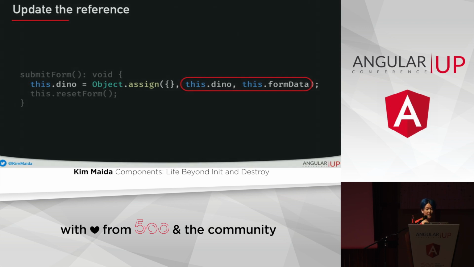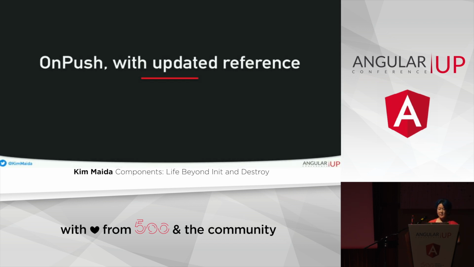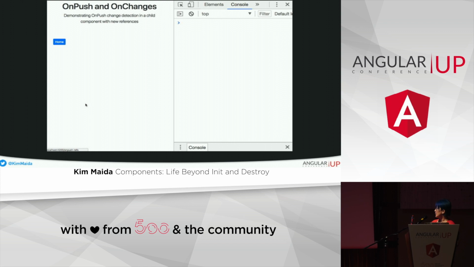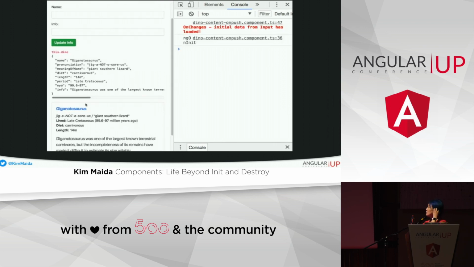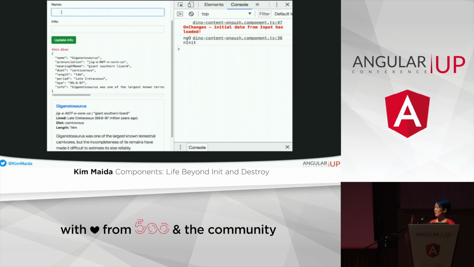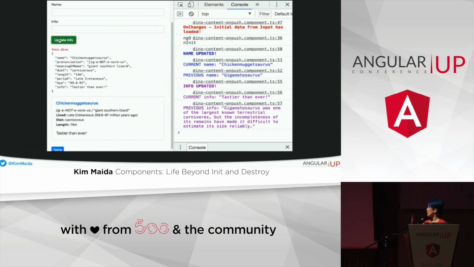So now if we take another look at our app with these changes in place, we are going to load the data. We have the data here showing, and then we're going to update the name. We're going to change it to Chicken Nuggetsaurus again. And then we're also going to update the info. This time we're going to say tastier than ever. We're going to update, and now you see onChanges ran.